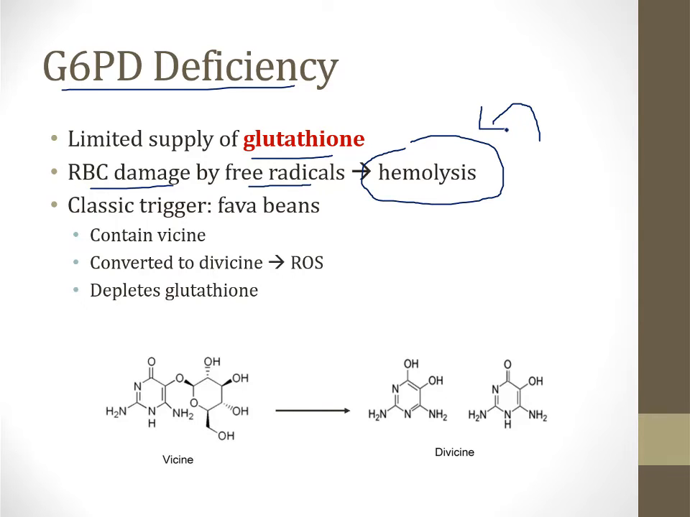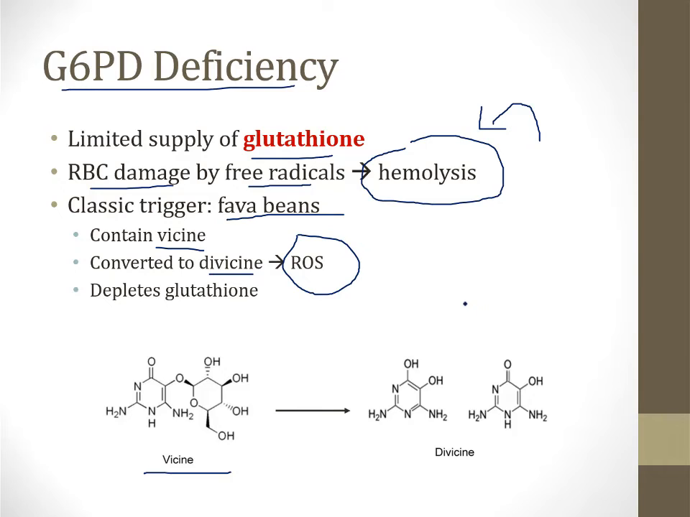And one of the classic triggers for hemolysis in patients with this disorder is fava beans. G6PD deficiency occurs in some parts of the world where people eat lots of fava beans, and if they have this condition and they eat fava beans, they will develop hemolysis. The reason this happens is because fava beans contain a compound known as vicine. This is its structure on the bottom left side of the screen. It's metabolized in our body to divicine, which can generate reactive oxygen species.